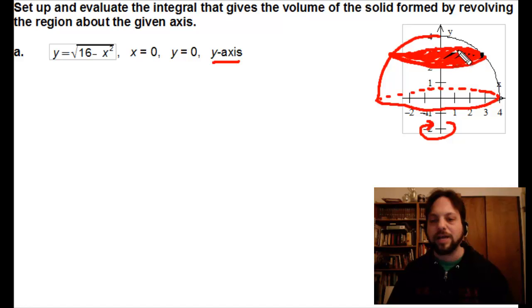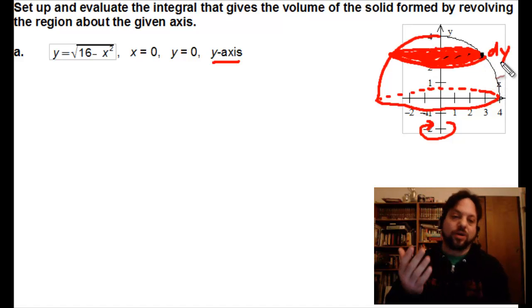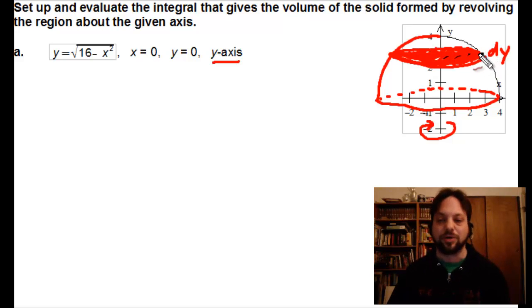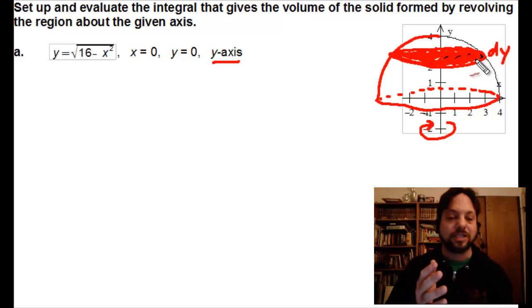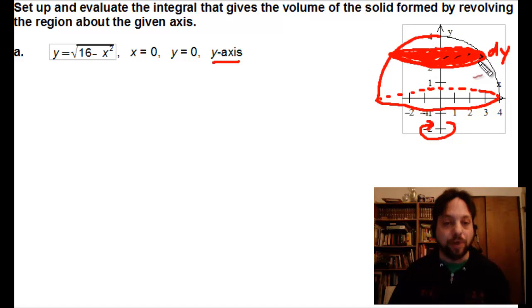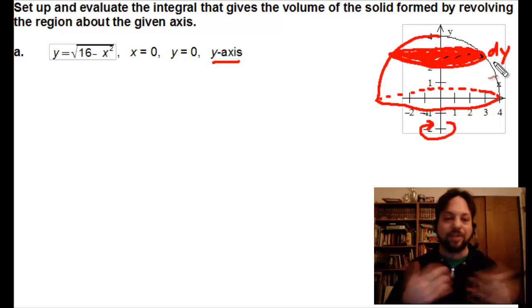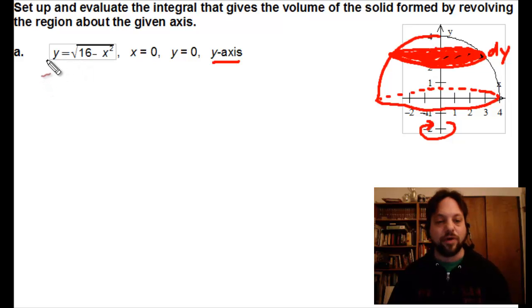Now, the first thing I do need to ask myself is, how tall is this disk? And clearly it's very, very small. In fact, I'm going to call it dy in height. In other words, it's essentially nothing. It's infinitesimal. It's dy. But the importance of that is it sets up that this entire problem has to be in terms of y. If the height of this disk is dy, I can't go having things in terms of x. And therefore, I'm going to have to solve this equation for x.